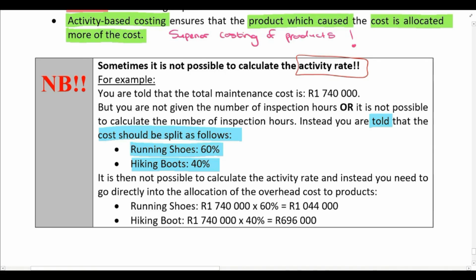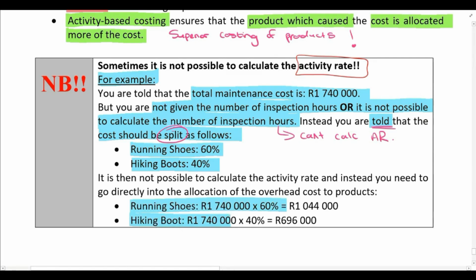So they tell us in the question that our maintenance cost is 1,740,000. We are not given the number of inspection hours, or it is not possible for us to calculate the inspection hours. So because of that, we cannot calculate an activity rate because we don't know the number of inspection hours. But they need to give me something. So instead, they tell me that the cost should be split 60% running shoes and 40% hiking boots. Then obviously, guys, you're just going to take the cost and you're going to split it 60-40 between the running shoes and the hiking boots. You can't calculate an allocation rate first. You need to go directly onto step 2 of the calculation, where you just allocate the cost.